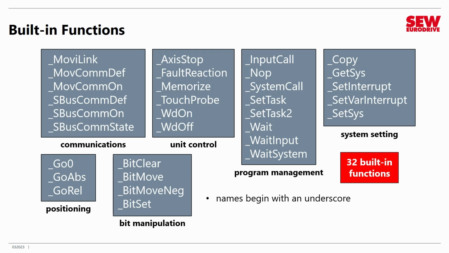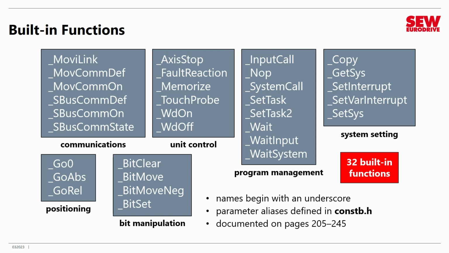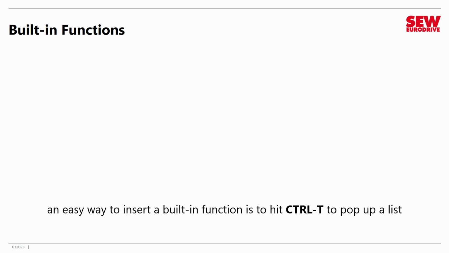All built-in functions begin with an underscore. That's just so you can kind of recognize them as built in. And their parameter aliases are defined in constant b.h. So while you could certainly just pass them numbers to configure them, a lot of their parameters have been given meaningful names in constant b.h. These are aliases. Again, it just makes your program easier, more readable. And all this is documented on pages 205 through 245 in the IPOS manual. A very easy way to insert one of the built-in functions is to hit Control-T when you're in the IPOS editor.